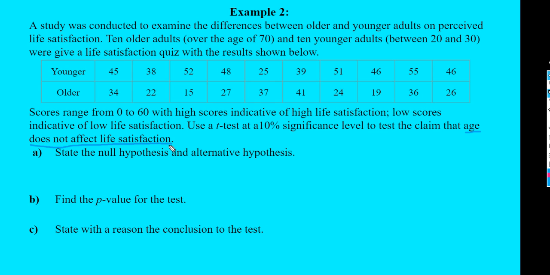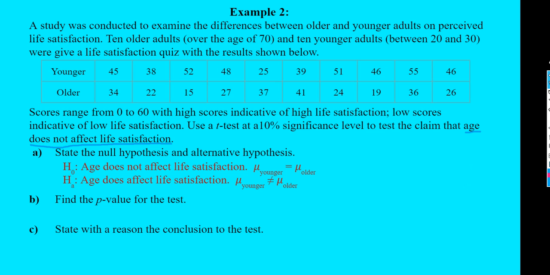Now, the alternative hypothesis, usually the problem, or at least the problem we looked at last time, said the words either greater than or less than, which let us know first and foremost that it was a one-tailed test, and let us set up our alternative hypothesis using a greater than or a less than sign comparing our two means. In this particular case, it doesn't mention anything about younger or older being greater or less than the other. It's simply making a claim that the ages do not affect life satisfaction, therefore the means of the two groups should be equal. Therefore, our alternative hypothesis will simply say that the means of the two groups are not equal.